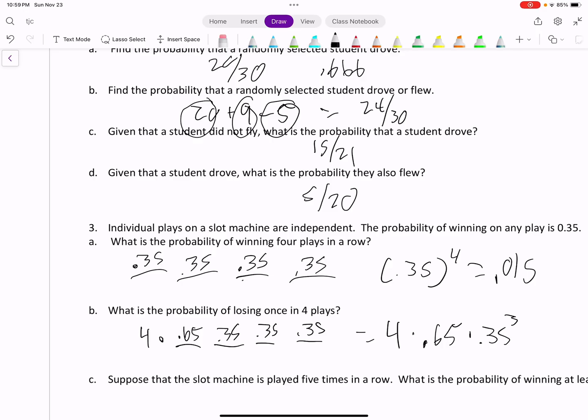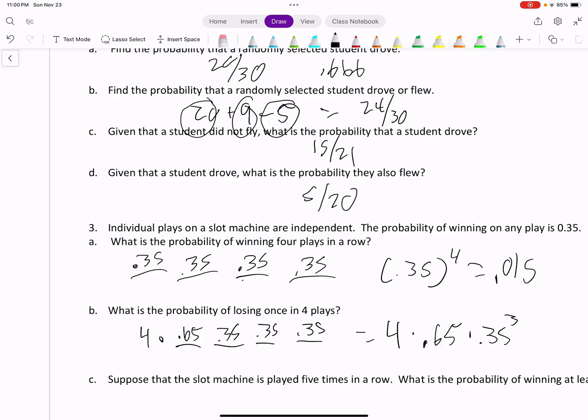Now, why it's 4 is there's 4 different ways of arranging the loss. So here, we could lose the first round and then win the next 3. Or we could win the first round, lose the second round, and then win the next 2. Or we could win the first 2 rounds, then lose, and then win the last round. Or we could win the first 3 and lose the last round. So there's 4 different ways of distributing one loss over 4 spots. And that's how come we multiply it by 4. Each one of them has the same probability of occurring, whether you lose first or second or third or fourth. They're all 0.65 times 0.35 to the third power.